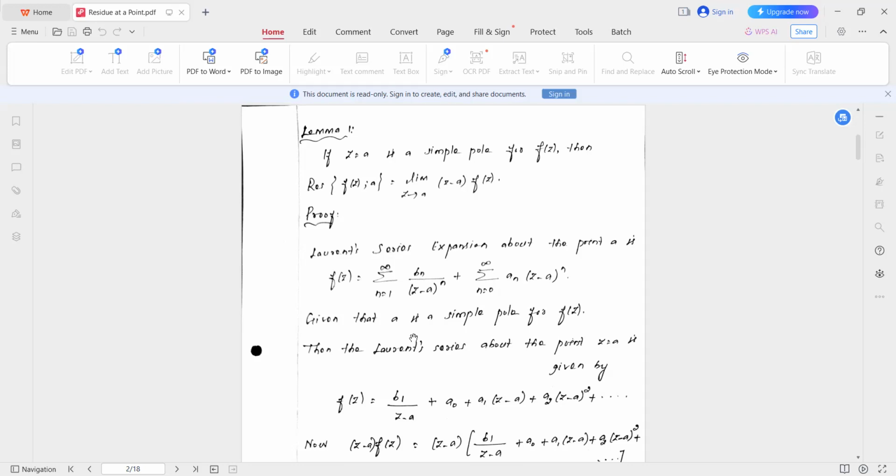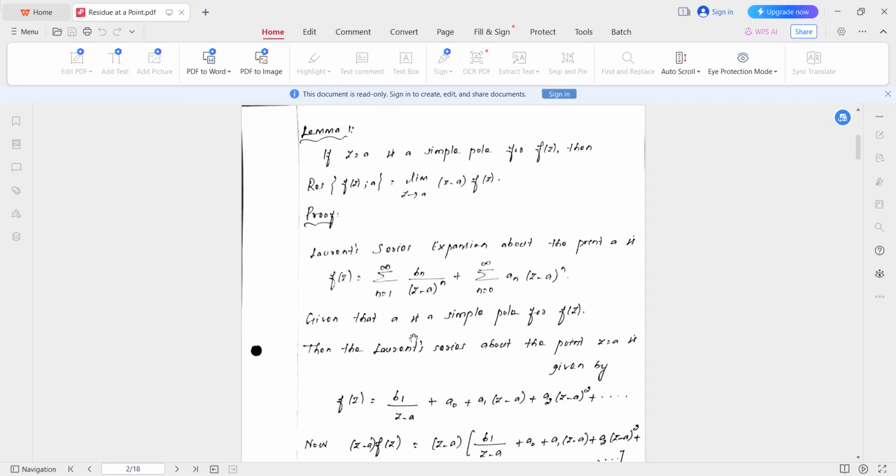Okay, so for now, we only know the definition of residue. So with the help of the definition, we are proving that residue of the function f of z at the point a is equal to limit z tends to a, z minus a into f of z. Okay, so consider the Laurent series expansion for the function f of z about the point a.